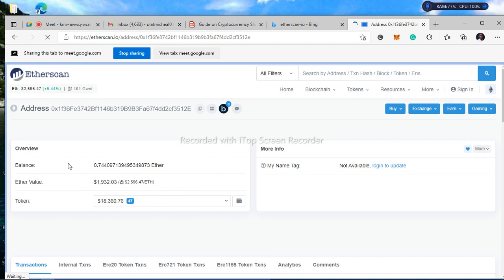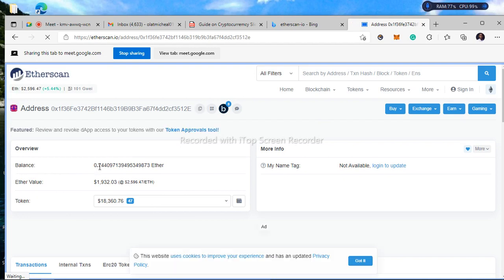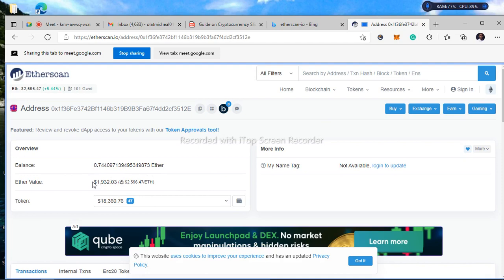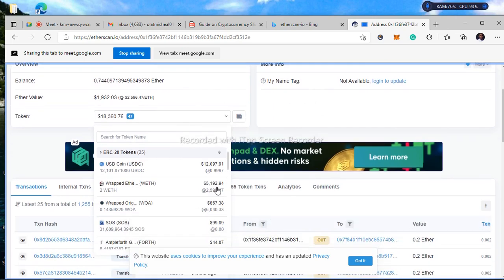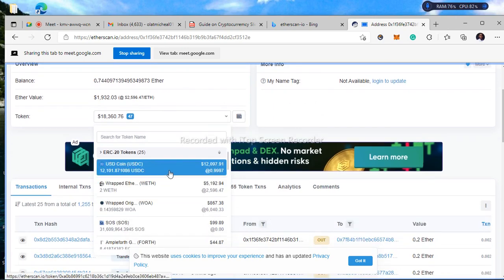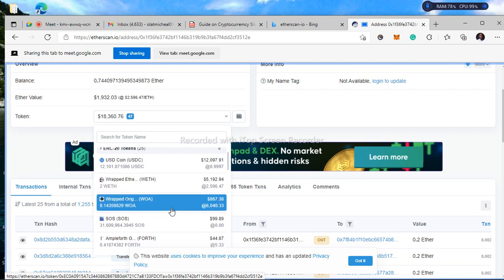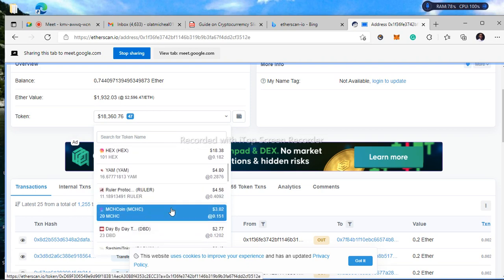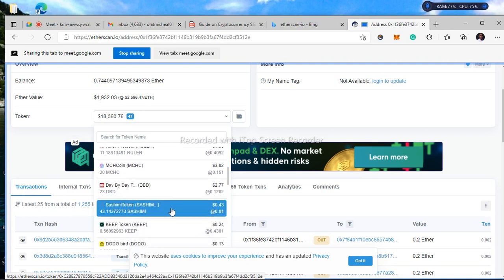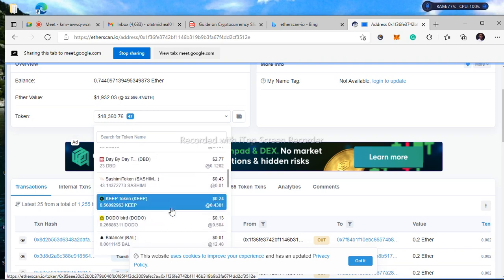So now this is the balance of Ethereum the person is having, 0.7 Ethereum. The total value is over $1,000. Now the token he is holding is USD Coin, which is a stablecoin, that's over $12,000. He has another kind of Ethereum, which is a wrapped Ethereum. He also has other coins. So these are the coins he's holding currently. I can only view what he has in his wallet, but I can't transfer them. That is how transparent and unhackable the blockchain is.